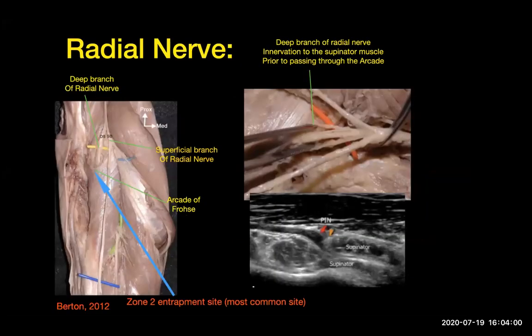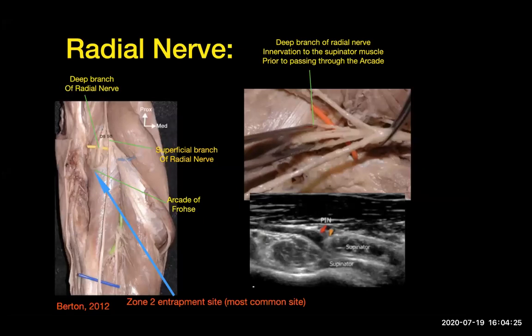And then of course, as we go forward, you can see here the zone 2 entrapment site. This is the most common site. This is the arcade of Frost. This is the superficial layer of the supinator muscle that forms a band right there, and that is where the radial nerve goes in. The moment the radial nerve goes in, it becomes the posterior interosseous nerve.